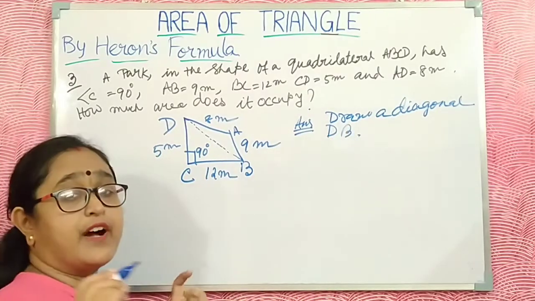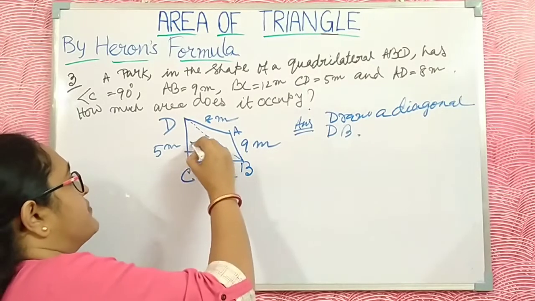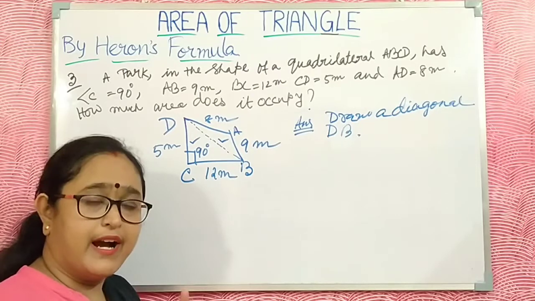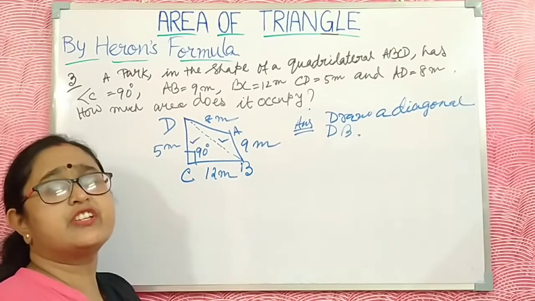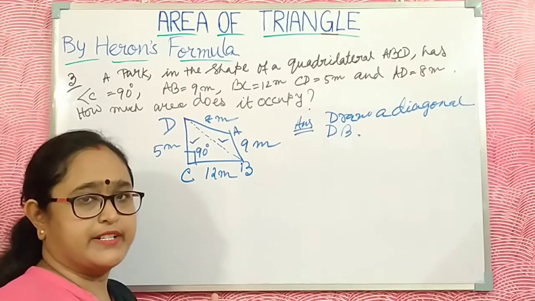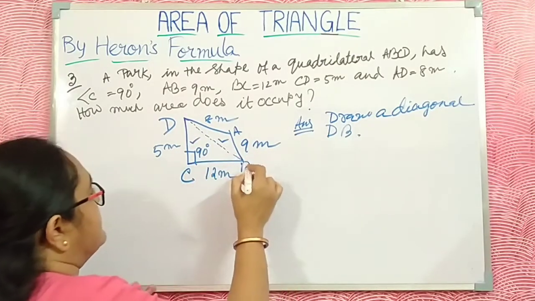And I just find the area of the quadrilateral. I find the area of this triangle and the area of this triangle. Okay, understood? Then I just do the addition, and then you get the area occupied by the quadrilateral. First you find the area of this triangle.